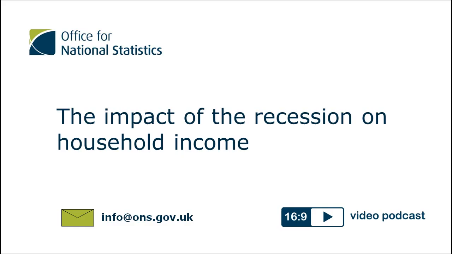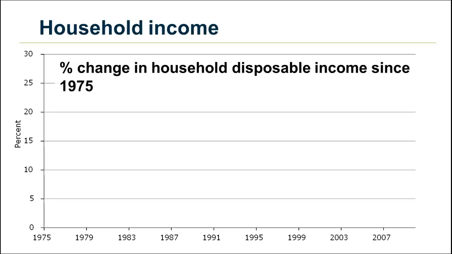This is a podcast from the Office for National Statistics, covering the impact of the recession on household income. We will show how household disposable income, after adjusting for inflation, fell for the first time in 30 years in 2010. For a transcript, email info@ons.gov.uk.